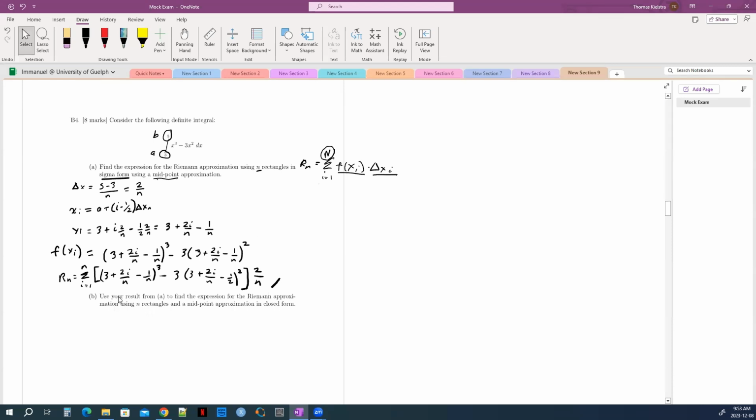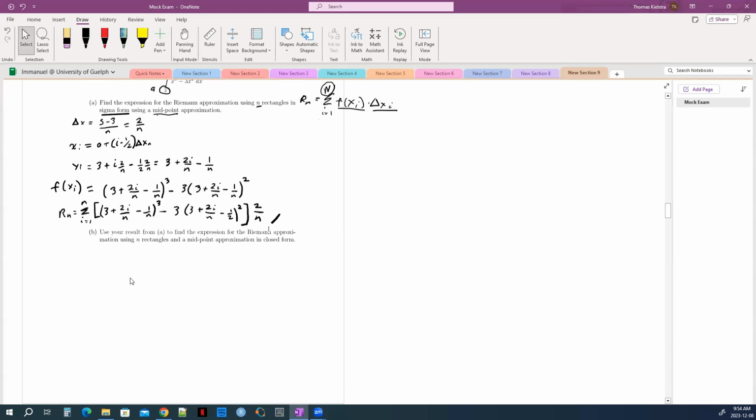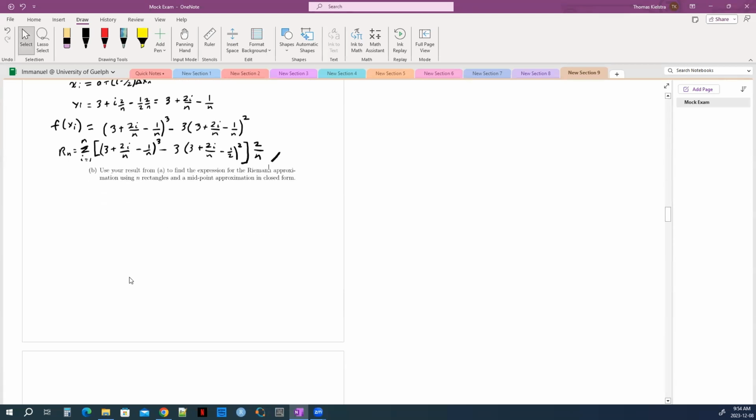So now part B, we're using the result from A to find the expression for the Riemann sum approximation using n rectangles and a midpoint approximation in closed form. So based on what we've done here, we are basically taking this sum and converting it into closed form. To do this, we need to expand this expression, and then we're going to use our summations. So the first thing we're going to do is expand everything.